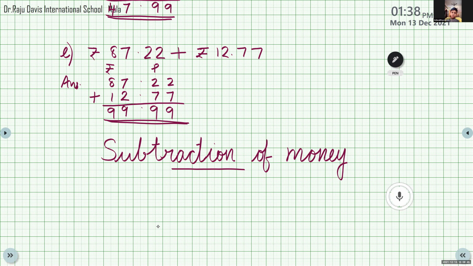So subtraction of money, we will discuss tomorrow. It's very easy. Addition of money, yes. Subtraction is also very easy. For you people, it's very less. For third standard, you have to do more, 3-digit numbers and all will come.